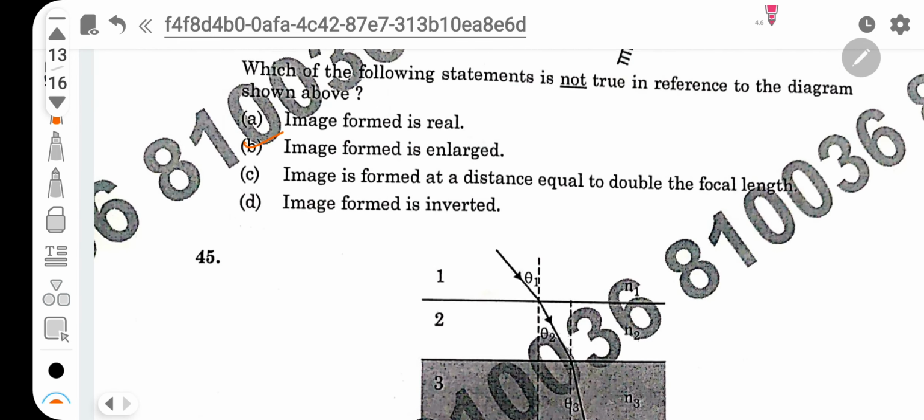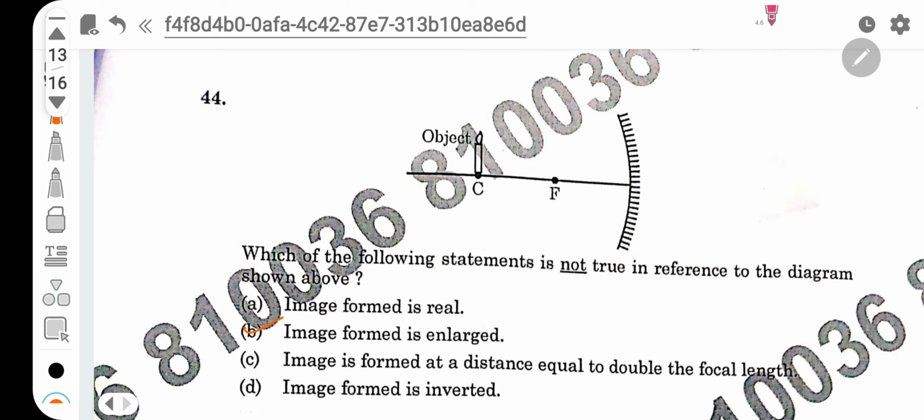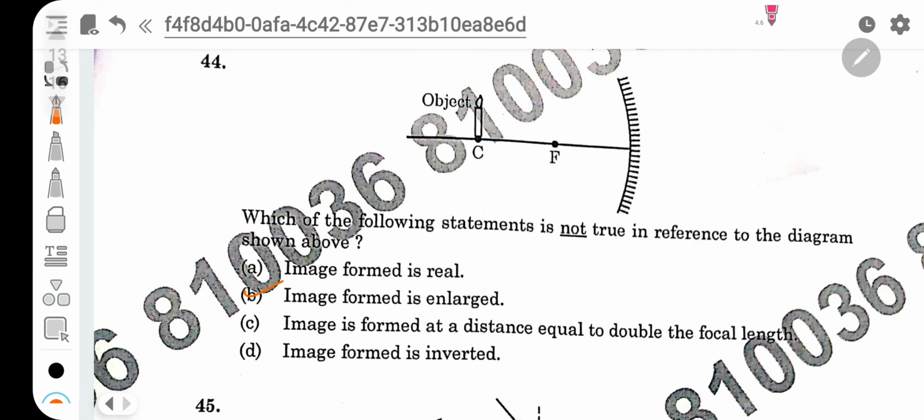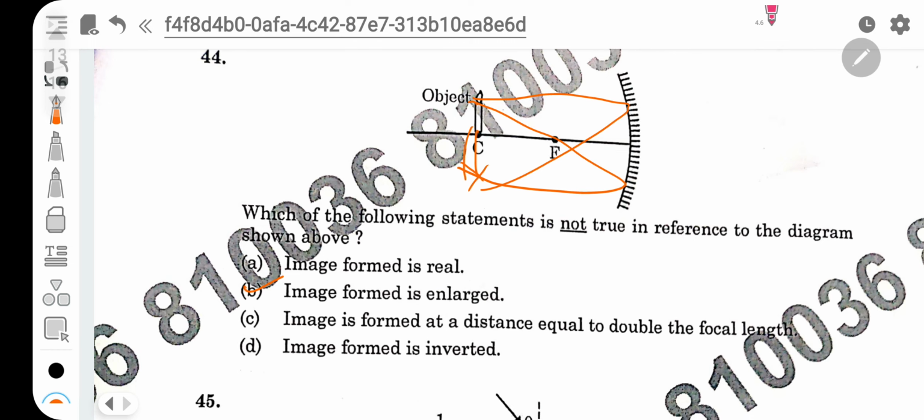Now question number 44 states: which of the following statements is not true in reference to the diagram shown above? If you see, the object is at the center of curvature, so the image will form there only. My diagram is not good, but the image will be real, of equal size, and inverted. So only B is not satisfying the statement because the image is not enlarged, it is equal.